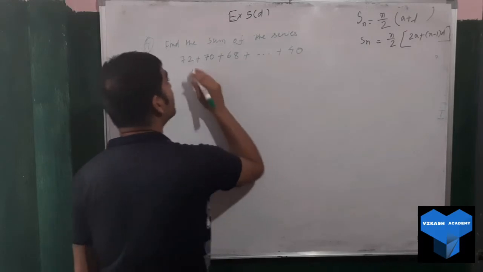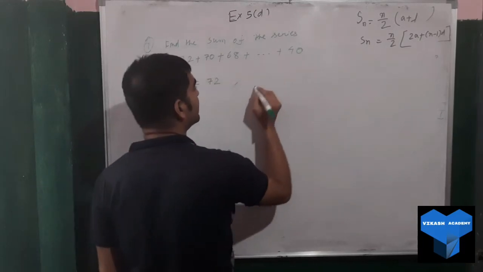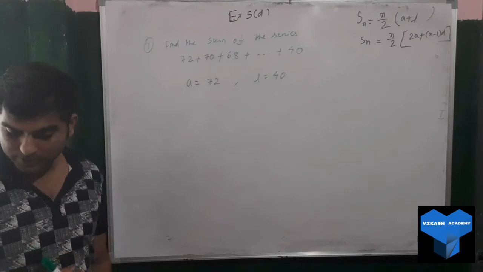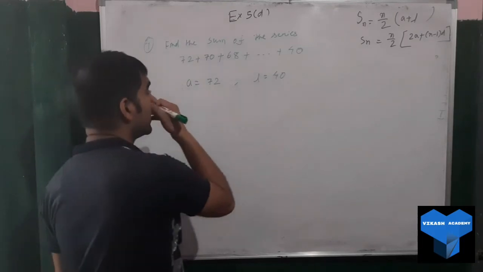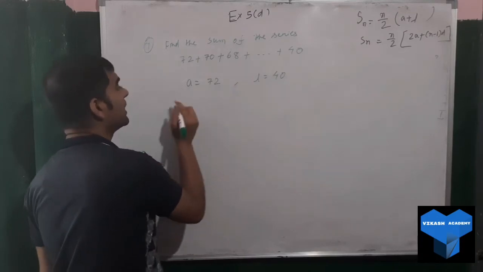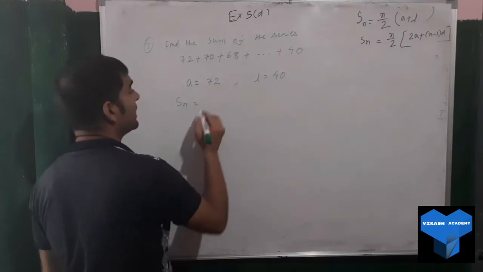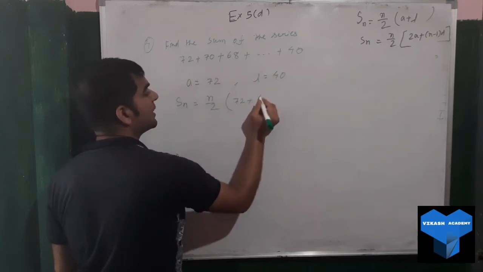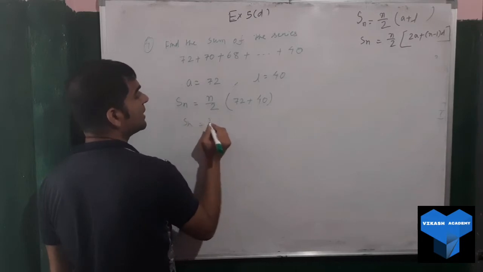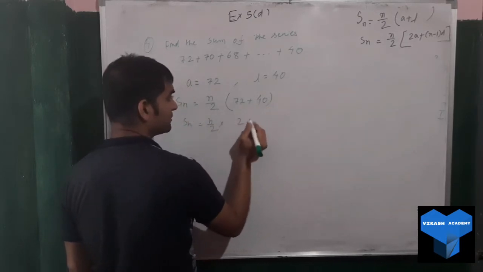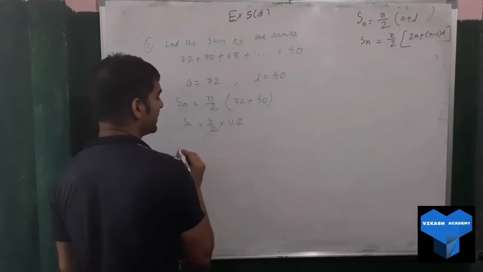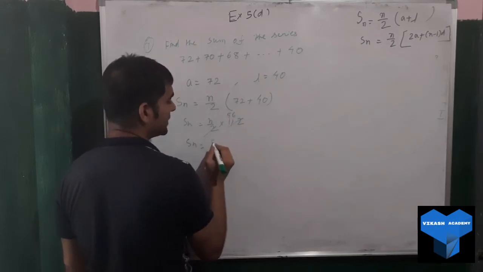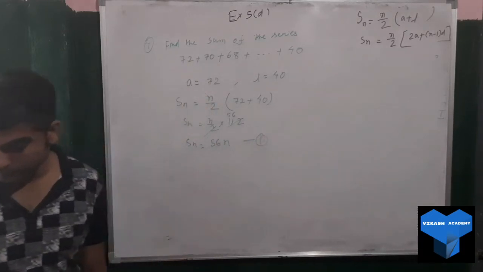We can easily find everything from here. A is 72, and the last term is 40. So use the summation formula and see what we will be getting. Last term we got 40. So S is equal to n by 2, then A, 72, plus L, 40. So S will be n by 2 times 72 plus 40, that is 112. Cancel with 2, we get 56, n. Make it equation 1.